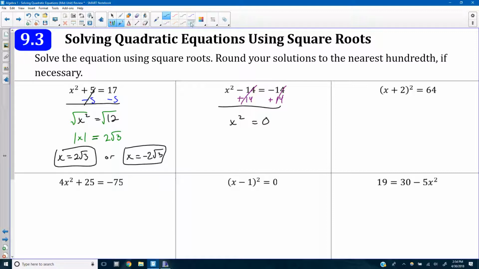Regardless, let's treat it like square roots like before. Square root of x squared and square root of 0. The square root of x squared is the absolute value of x. The square root of 0 is 0. So x could either be a positive 0 or x could be a negative 0. Don't play that childish game with me. It's just a positive 0. That's your only solution. There is no such thing as negative 0.